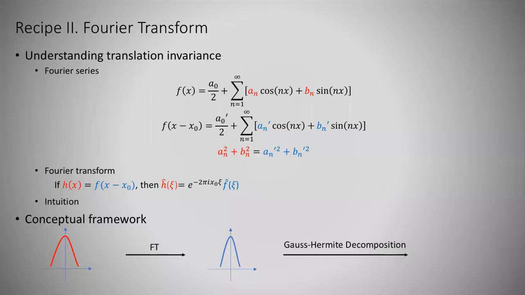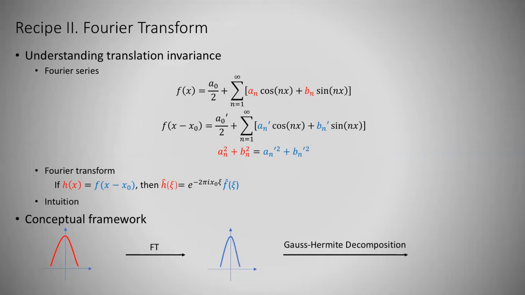The second recipe is the Fourier transform. I'll first introduce you to translation invariance. There are three ways to understand it. First is to do a Fourier series of a function, with coefficients a_n and b_n. If we shift the line, we would get new a_n prime and b_n prime, and we can find that this is a constant, which means that the power of each frequency remains the same.